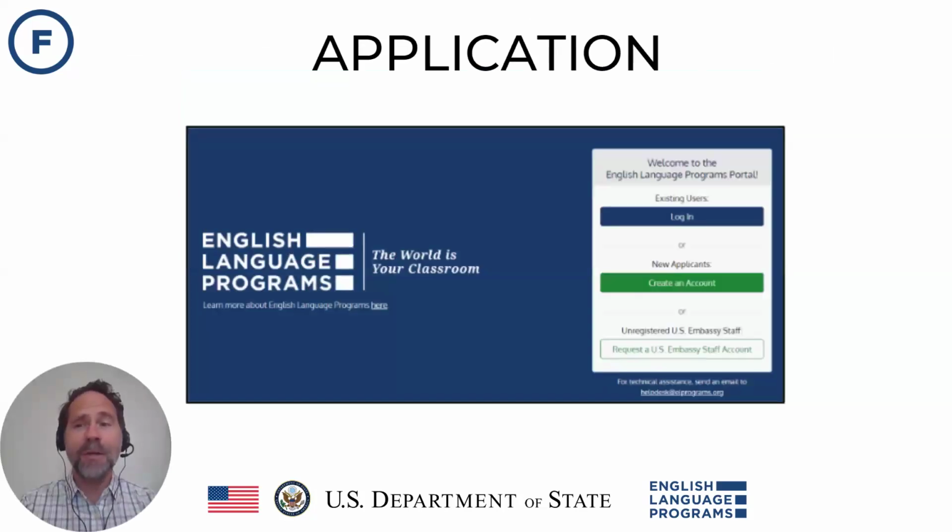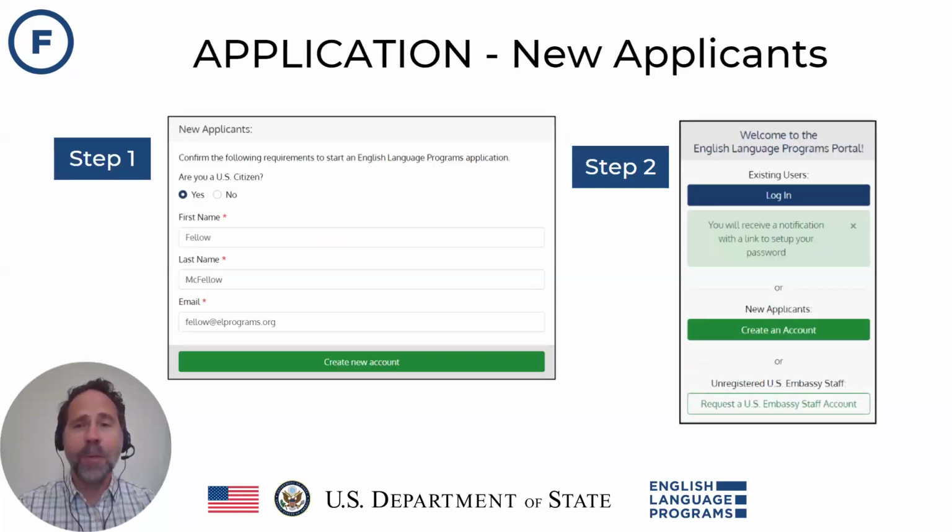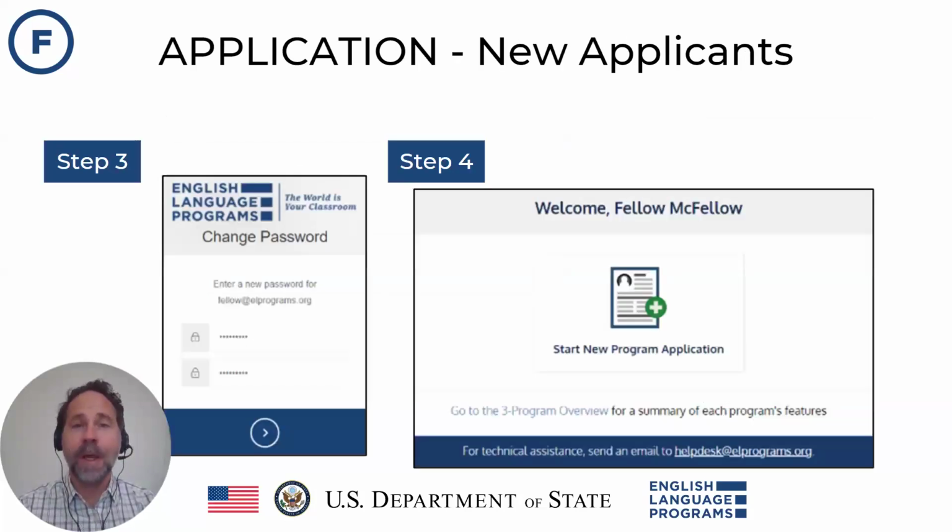First of all, the application officially opened on September 1st. To begin, you will want to visit our application portal website as seen here. For first-time applicants, you will want to hit the Create an Account tab when you want to register to begin the application process. Once you do, you will be asked if you are a U.S. citizen and then provide your name and email information. You will then receive a notification in your email inbox to set up your password and login. Once you have set your password, you will receive an official welcome and can begin the application process.